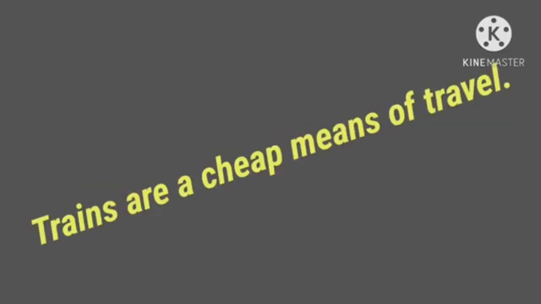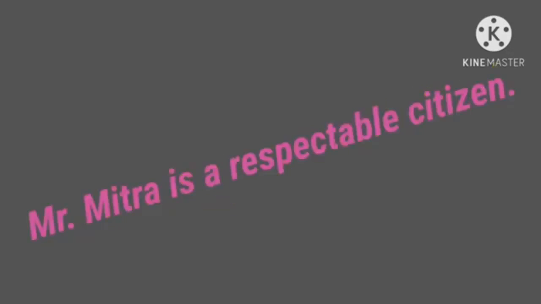Next, trains are a cheap means of travel. Here, which is an adjective word? Cheap. Very good. So underline the word cheap. Next, Mr. Mitra is a respectable citizen. Here, which is a describing word? Respectable. Very good. So underline the word respectable.